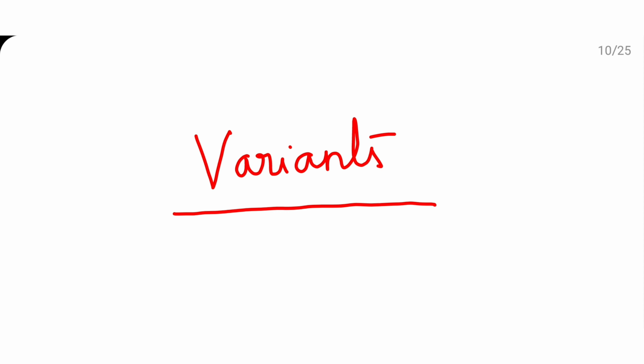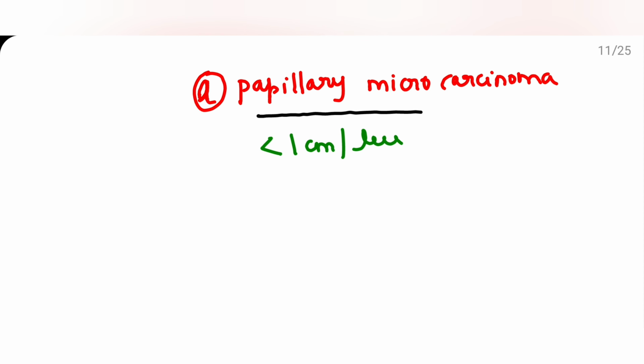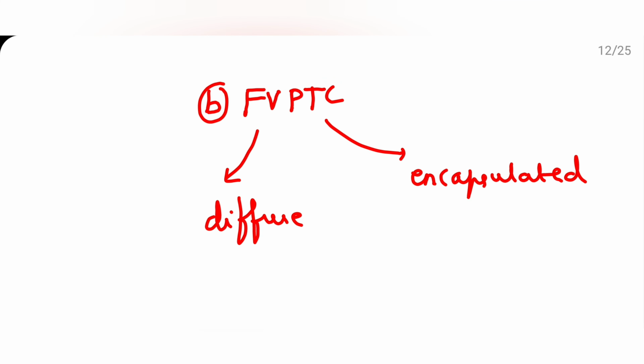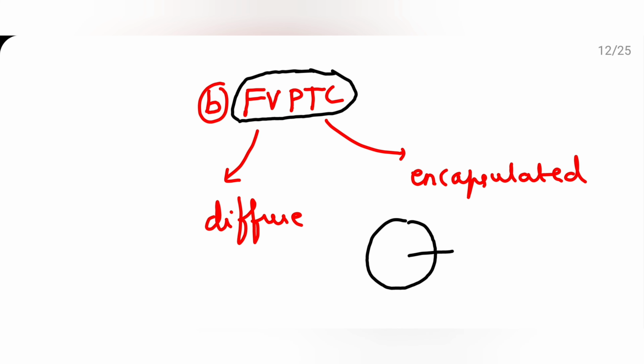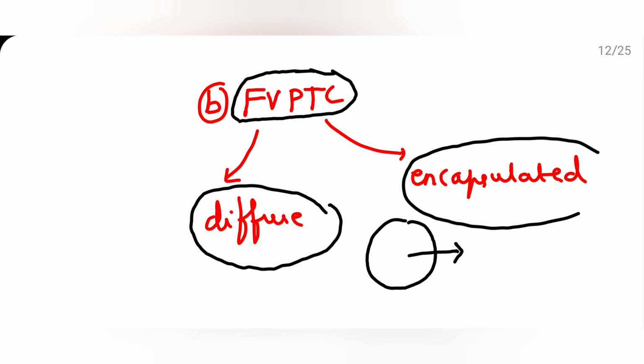Coming to variants of papillary thyroid carcinoma. First is papillary microcarcinoma, wherein tumor is 1 centimeter or less. Next, coming to follicular variant of papillary thyroid carcinoma. This tumor appears encapsulated, but the cells have nuclear features of papillary thyroid carcinoma, which include clearing of nuclei, psammoma bodies. In this, there are two types: one is diffuse follicular variant PTC, and the other is encapsulated follicular variant PTC.